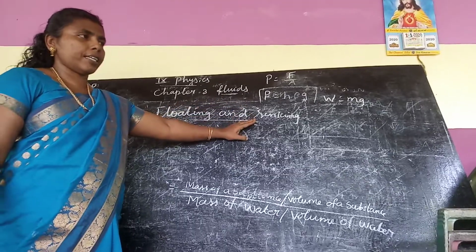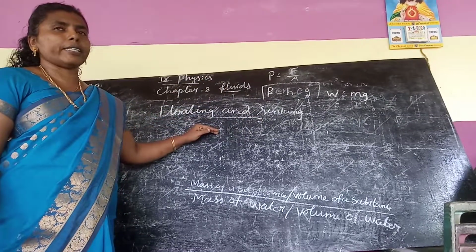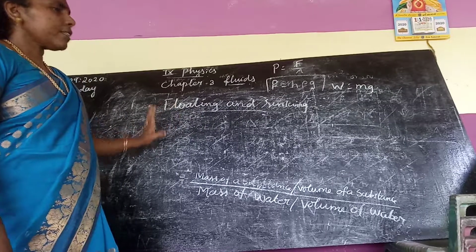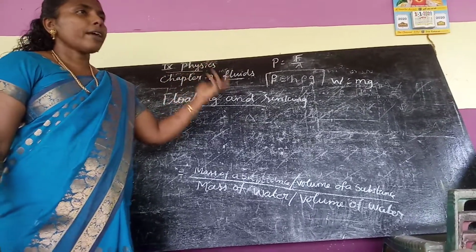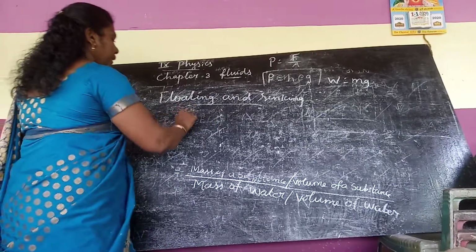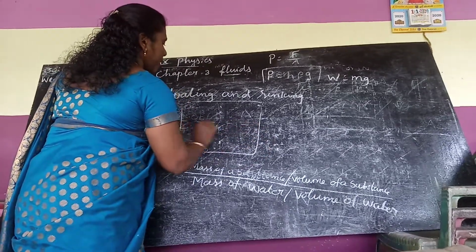Floating and sinking. You all know some objects will float on water and some objects will sink in water. What is the reason? Do you know why some objects are floating or why some objects are sinking? Do you know the reason? Suppose we are taking a cup of water.